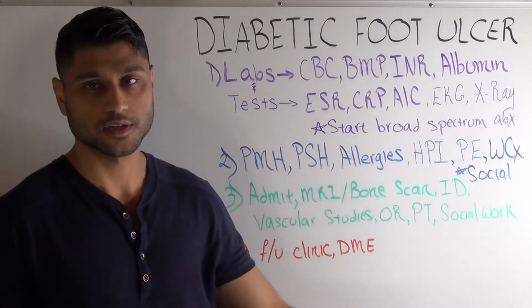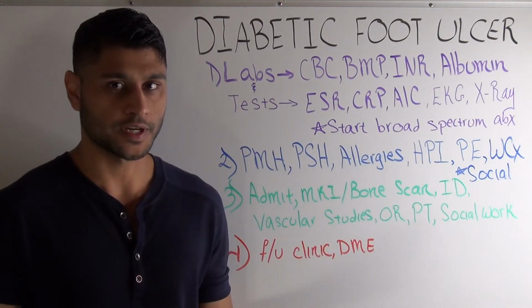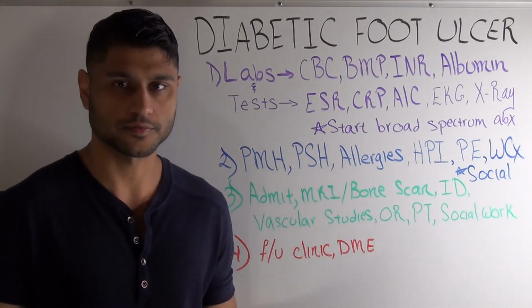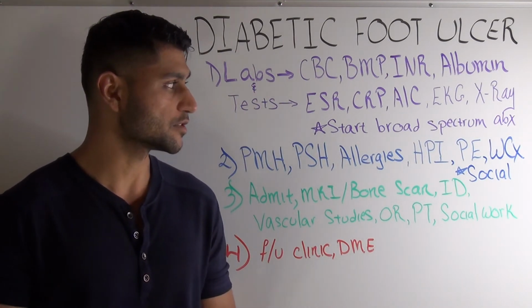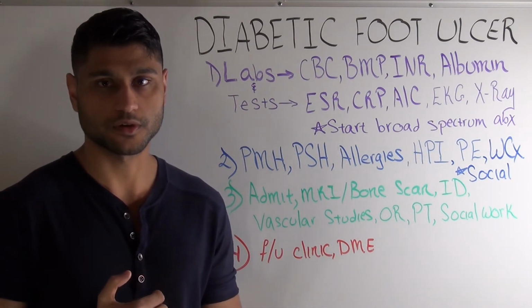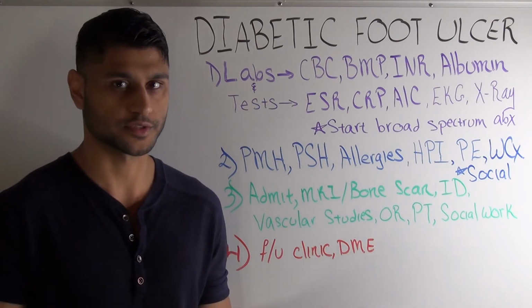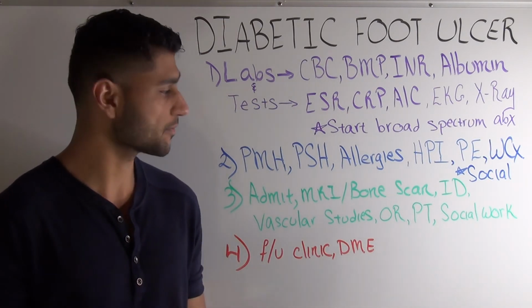And then X-ray. The main thing you're going to say when you ask for an X-ray during your interview, they're going to say, what are you looking for? And you're going to say signs of OM or osteomyelitis. And also, you want to rule out gas. You always want to rule out gas in any ulcer. God forbid you miss that.